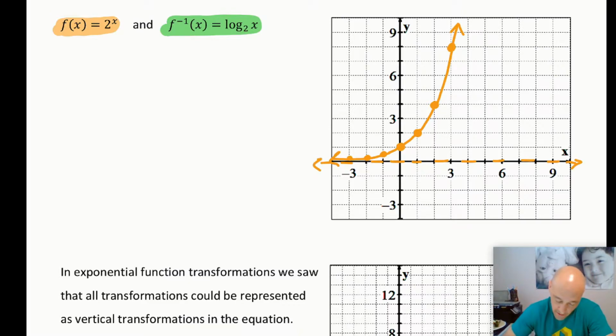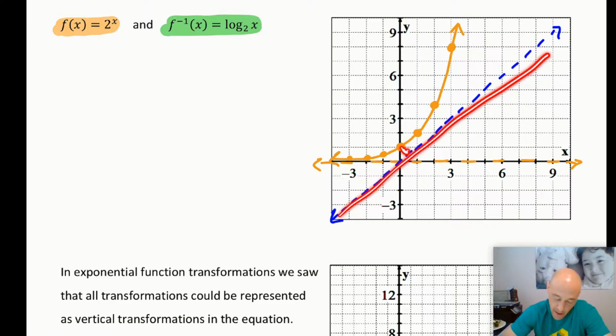Now, we said that functions and their inverses are reflections across the line y equals x. So I'm putting that line in right here. That is the line of reflection. And so what we can do is take every point and look at it across the diagonal. How far away is it from this line? So this is one diagonal unit. So we can go one diagonal unit over here, and there's a point on the inverse function, which is f inverse of x is equal to log base 2 of x.